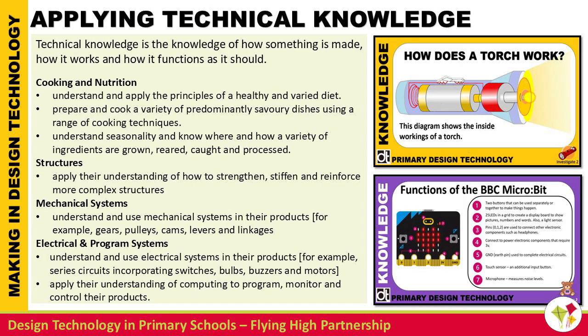When learning about electrical and program systems, children should be taught to understand and use electrical systems in their products, and examples are given for series circuits that incorporate switches, bulbs, buzzers and motors. And they also should be taught to apply their understanding of computing to program, monitor and control their products. This builds and extends upon children's knowledge from Key Stage 1. The additional technical knowledge is introduced that covers electrical and program systems.